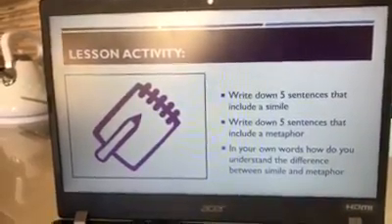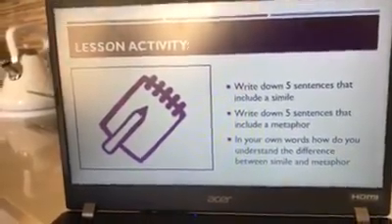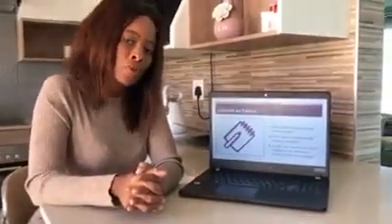And in your own words, how do you understand the difference between a simile and a metaphor? So you just write me a little paragraph. What is the difference between the two? This way I'll be able to see that you understand what we have been dealing with.